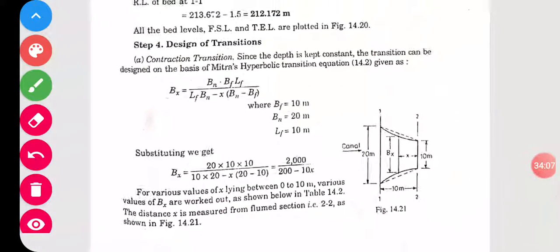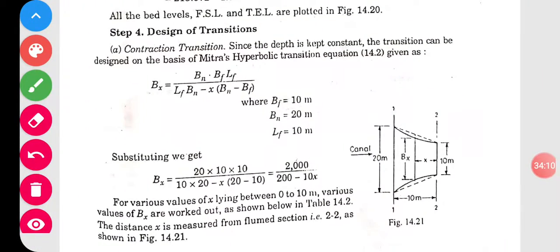There is a standard formula which I already gave you in design considerations. This is the formula that is going to be used for that calculation. Bx is equal to Bn into Bf into Lf, the whole divided by Lf into Bn minus x into bracket Bn minus Bf. What are all those things? Here it is very clearly mentioned, Bf is equal to 10 meter, that is the width of the flume, and Bn is equal to 20 meter, that is the normal width of the canal.